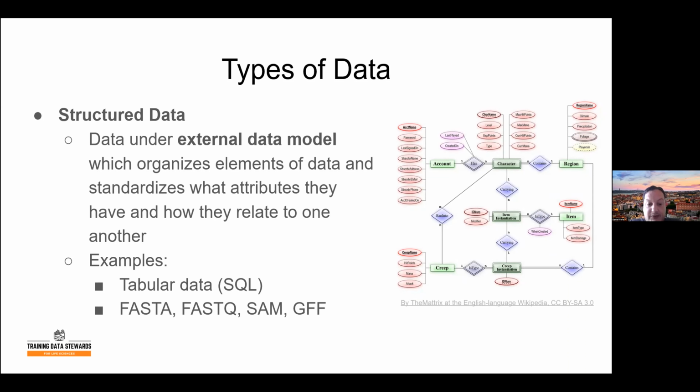The same for a sequence alignment file in the SAM format, or a genome file in GFF that describes the features in the genome, so the genes in the genome according to their positions, chromosomes, etc. So this is all standardized. There is an inherent data model, and the file is interpretable by anyone who is familiar with the data model.